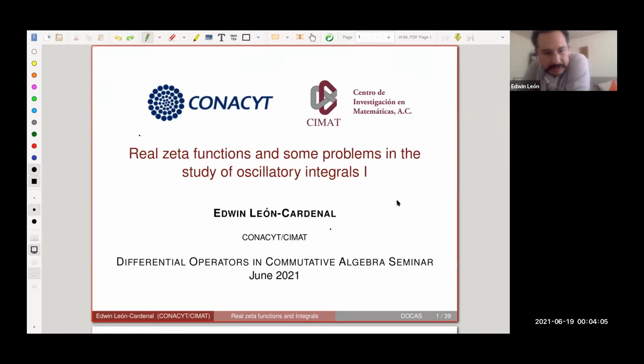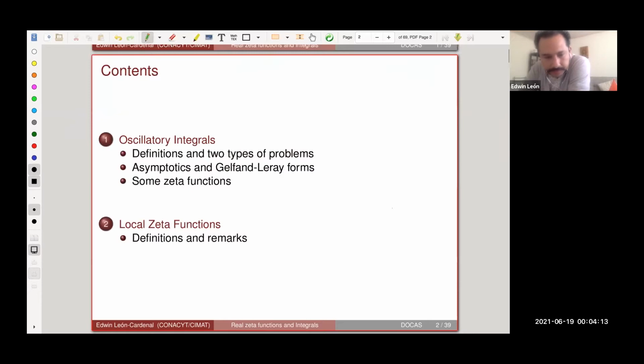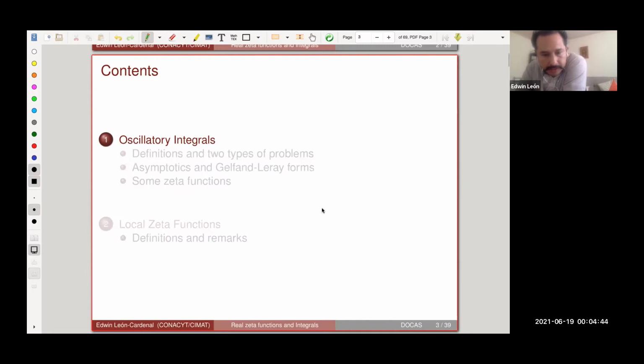So the topic will be real zeta functions and some problems in the study of oscillatory integrals. What we want to be studying in this presentation is the topic of oscillatory integrals. This is an approach for people that are not so familiar with the tools in analysis. And then I will talk about local zeta functions. Maybe this is more near to the topic of the seminar. So let's start.